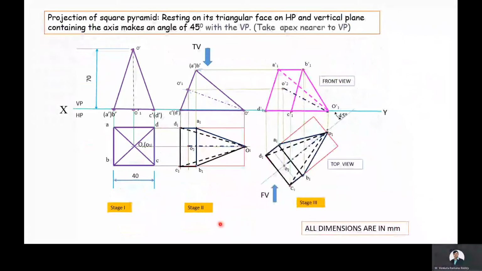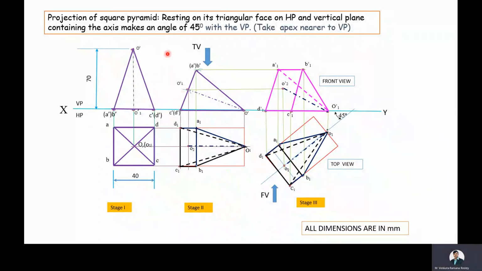Now we'll see overall summary of the solution. This is the first stage solution when the square pyramid is resting on its base on HP and its axis parallel to VP. This is the second stage solution. In this stage, the square pyramid is kept on its triangular face on HP so that its triangular face image falls on the XY line.